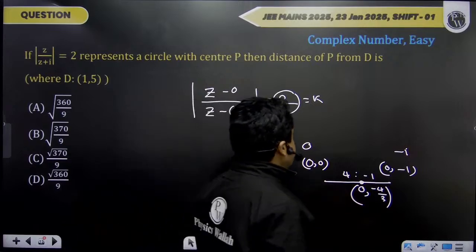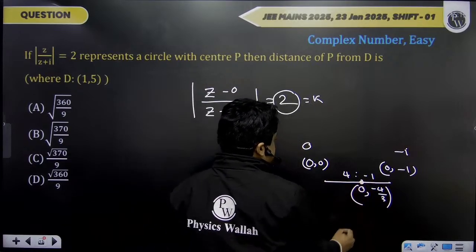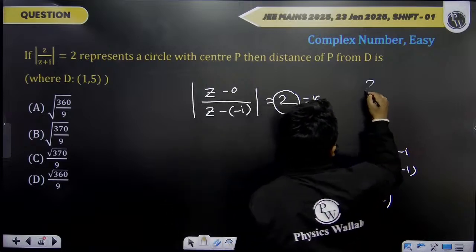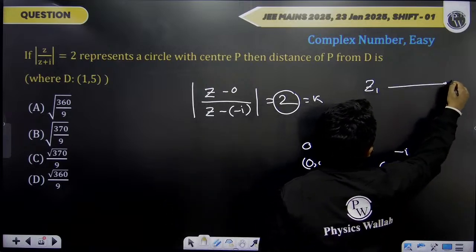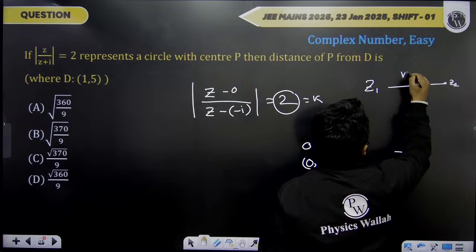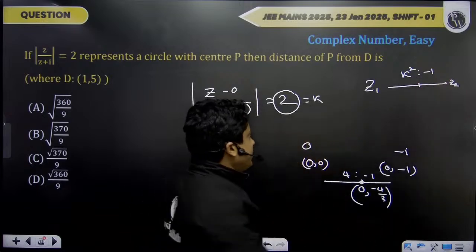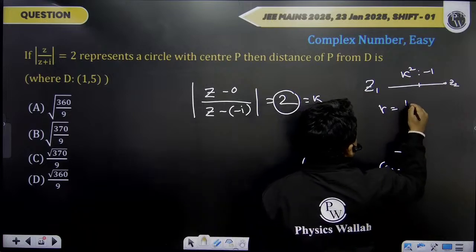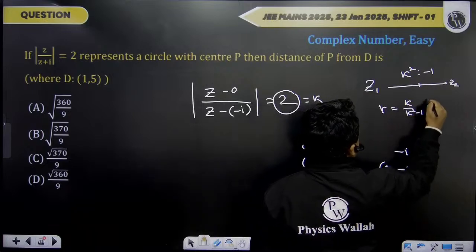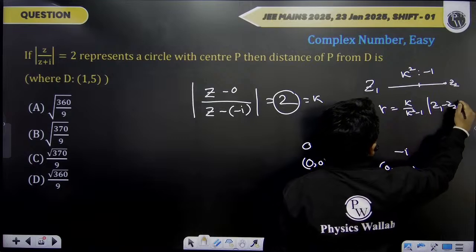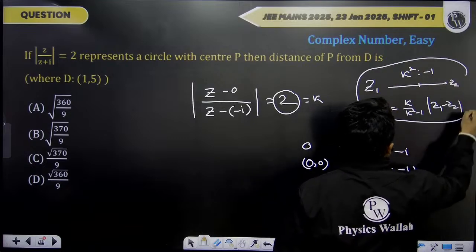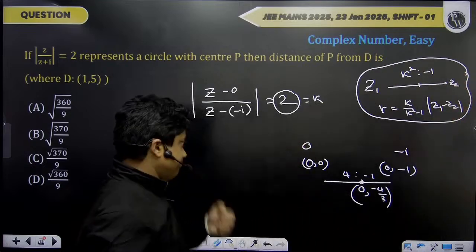Let me just tell you once again. The center divides these 2 points z1 and z2 in the ratio of k square is to minus 1, and the radius is what? Radius is equal to k by k square minus 1 into mod of z1 minus z2. Okay, these two formulas you can remember, so to save time.